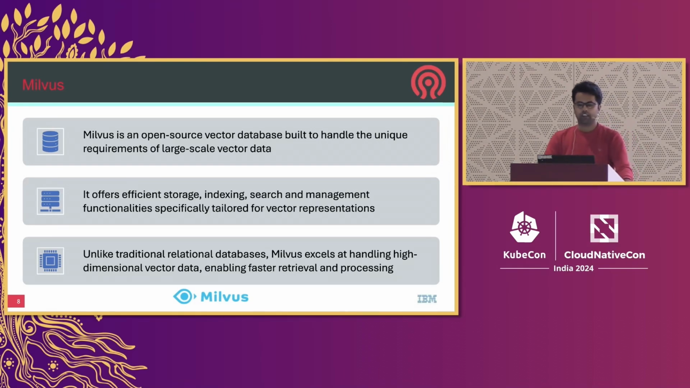Okay. So Milvus, as I said, is an open source vector database. As per design, it can handle a huge amount of data, and it has a lot of APIs. It's a solution for storing data: it can use a bucket to store the data, and it can do search, indexing, everything a vector DB does. Since it's a vector DB, it's better than a traditional relational database, and it enables faster retrieval and processing.